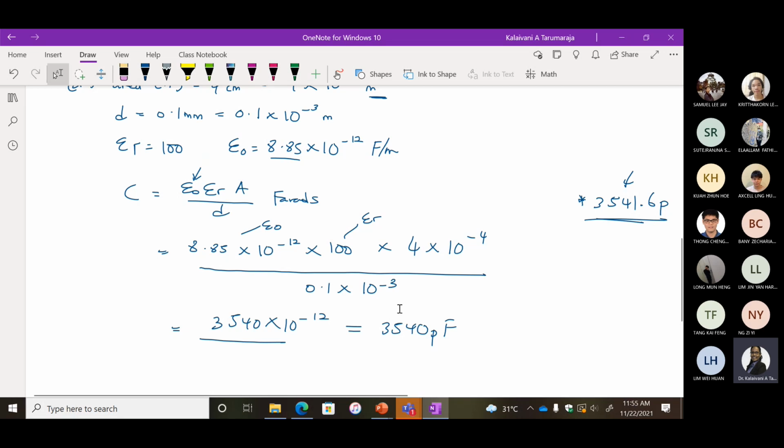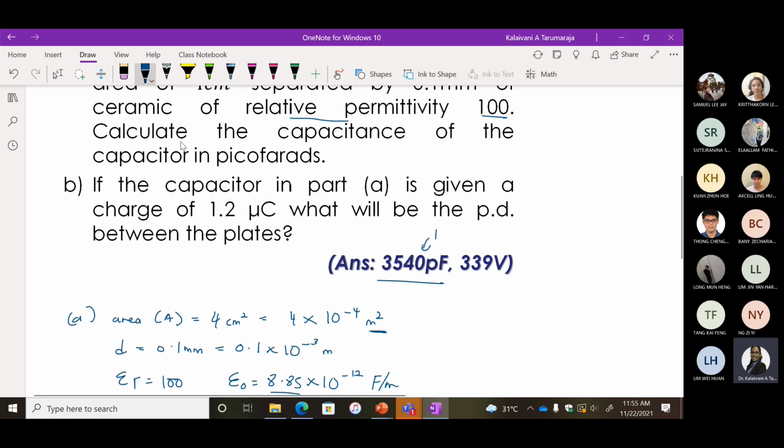The B. Okay, in the B, I think it's quite simple. B asks you to calculate, given a charge, where they specify the charge as 1.2 micro C, and what will be the PD between the plates? It means they are referring to the voltage, right?